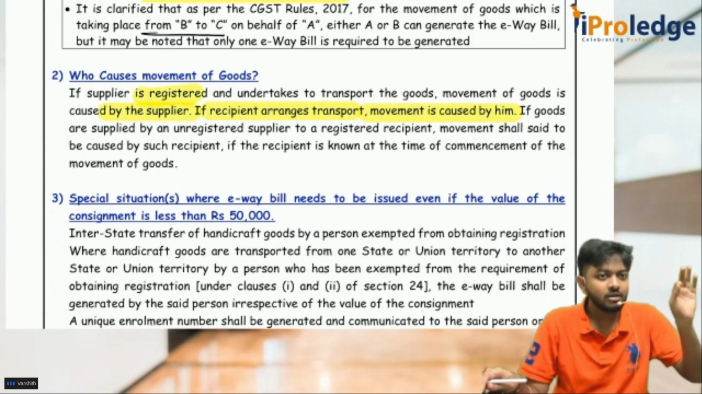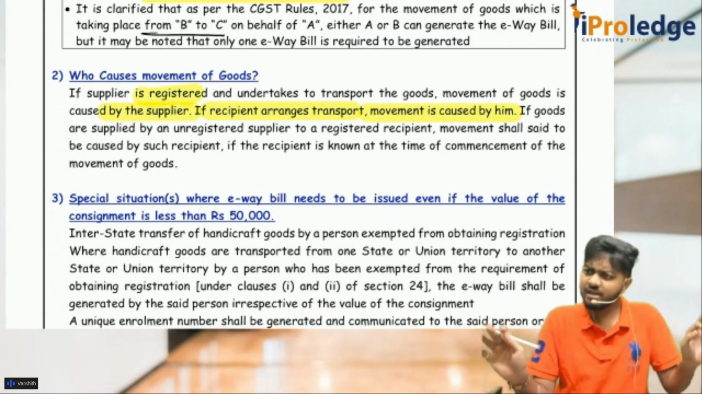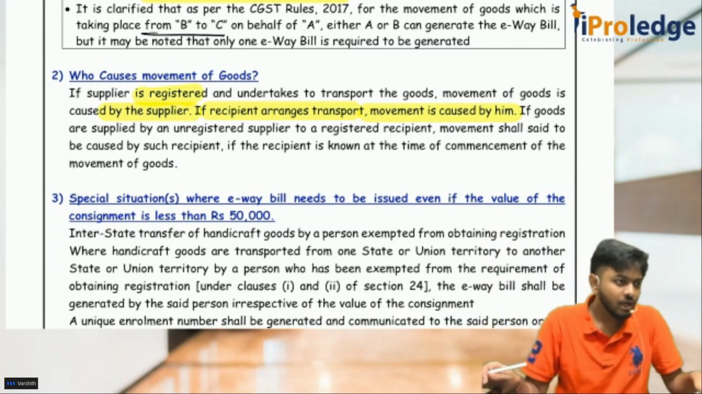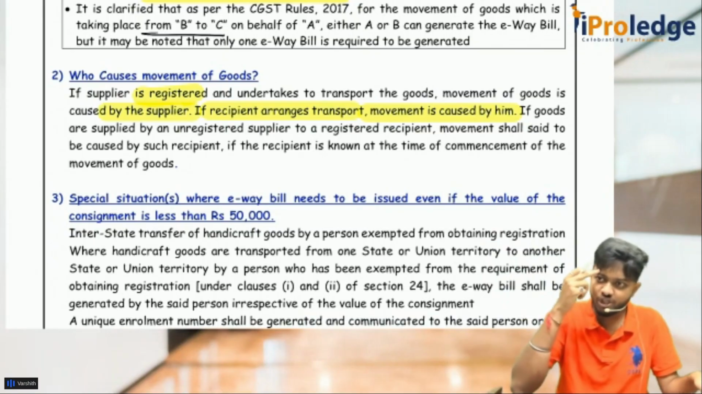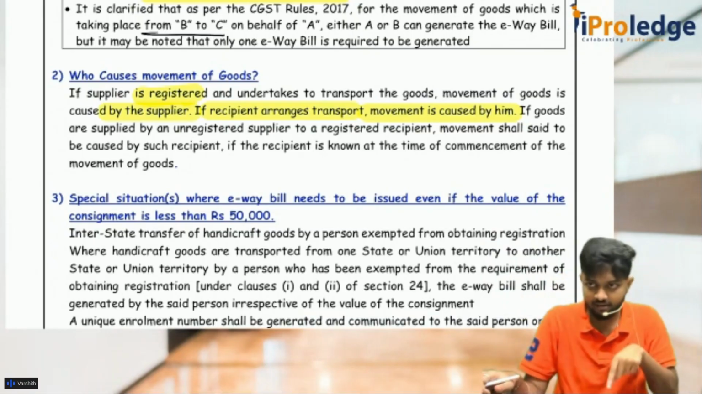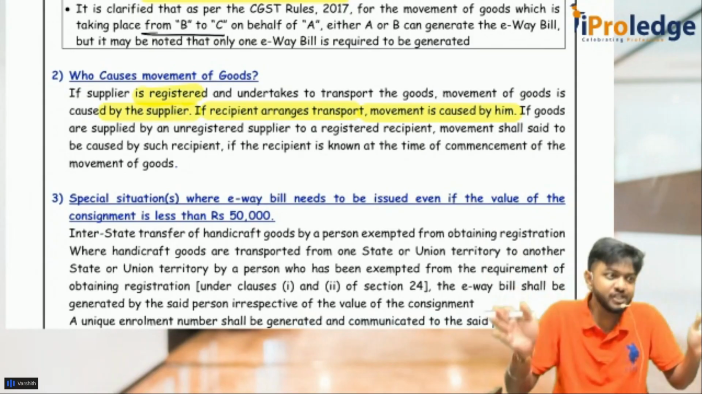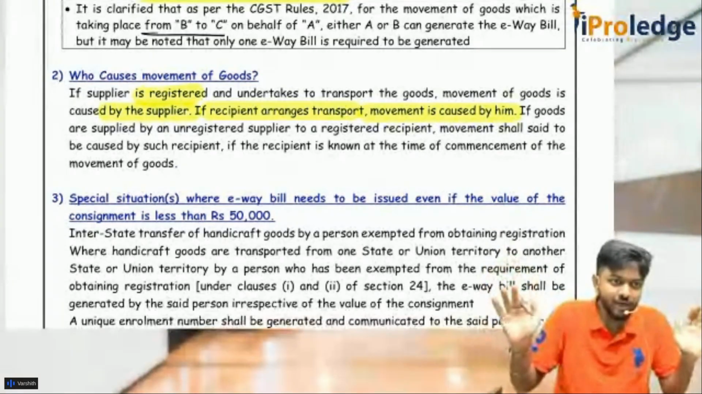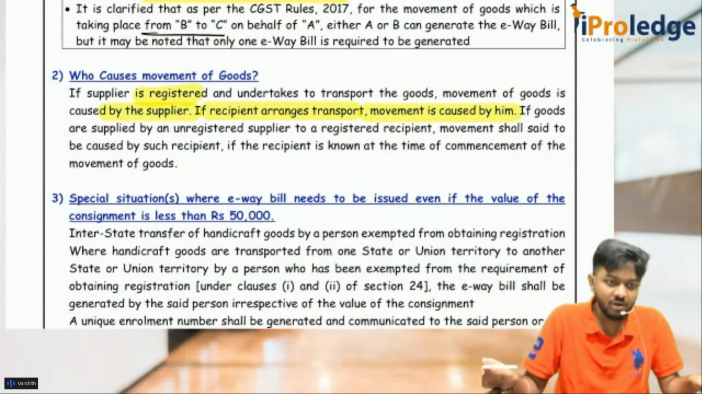Basically, the guy who is causing the movement should generate the e-way bill. Generally, supplier sends the goods to recipient. That's why generally supplier is the guy who is causing the movement and he is the one who should generate the e-way bill. In cases where recipient is arranging transport and sending to Mysore, who is causing the movement? Recipient. He will generate the e-way bill.